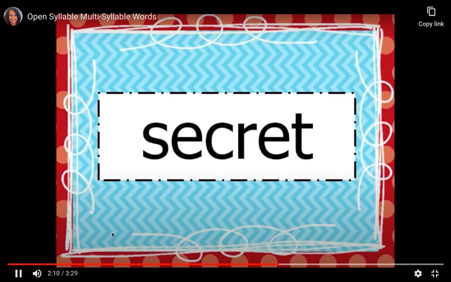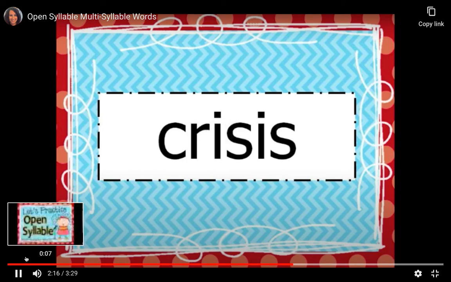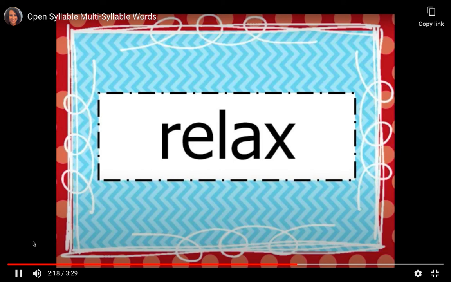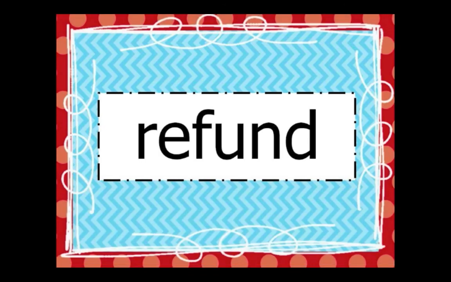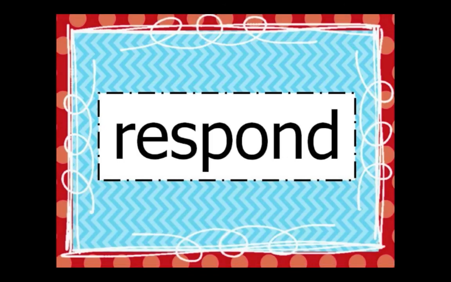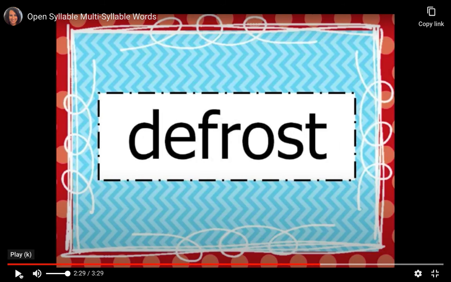Rerun, secret. So this next one is crisis. So I says its name. Crisis. We'll do a couple more and then move on. Crisis, relax, refund, respond. And that last one is defrost.